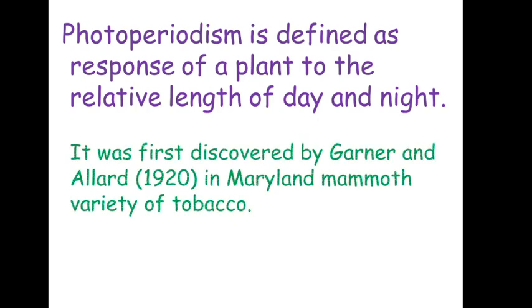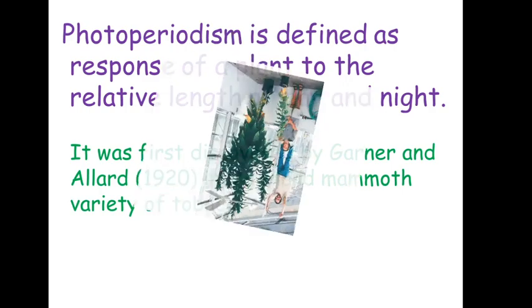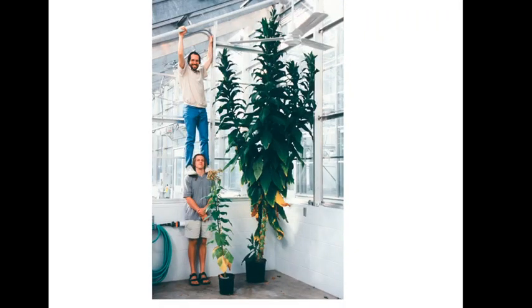This phenomenon of photoperiodism was first discovered in the year 1920 by two agricultural scientists in the US Department of Agriculture, and their names are Garner and Allard. Now they were working on a plant which is known as Maryland Mammoth variety. It is a mutant variety of a tobacco plant. Okay, now let us see the plant first, then we will discuss that experiment that they conducted.